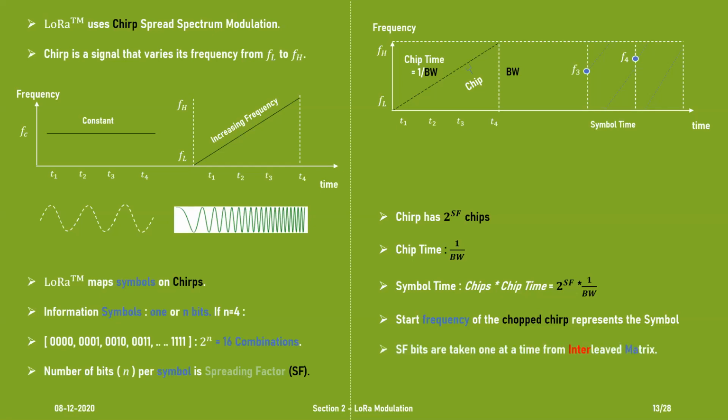Now we are going to take SF bits at a time from the interleaved matrix that we see. We understood that it's not the direct information sequence that goes into the modulator circuitry. No, it first goes through a variety of different blocks, that is forward error correction, whitening, and interleaving. And then we would take some bits at a time from this interleaved matrix and do the modulation. So let's see what it looks like. If I'm using spreading factor 7, this is the interleaver matrix that I have.